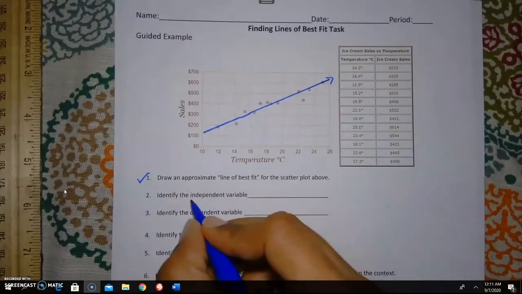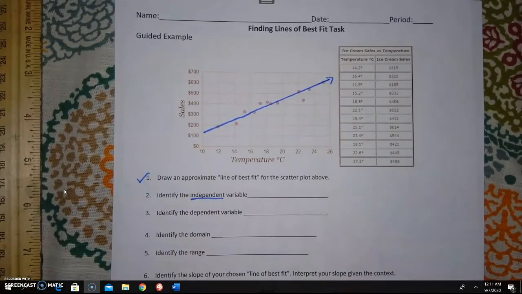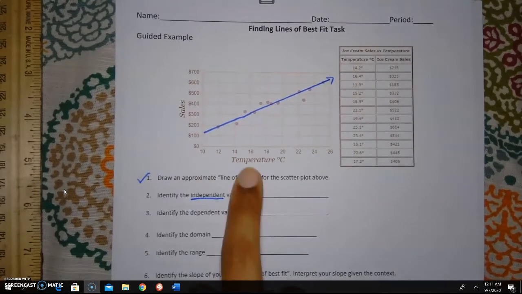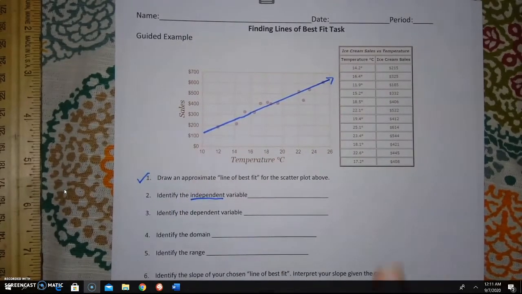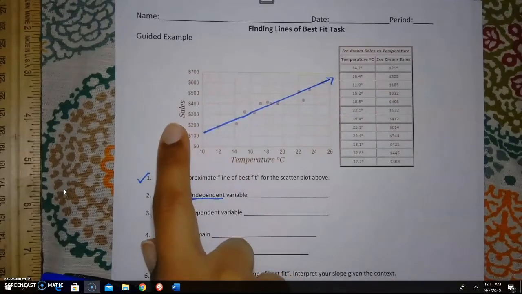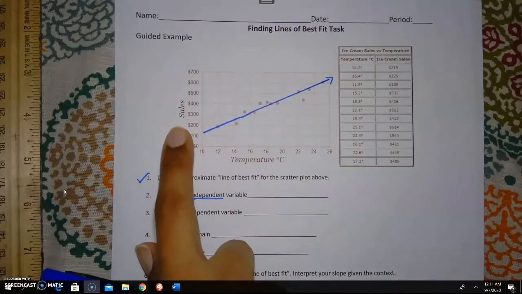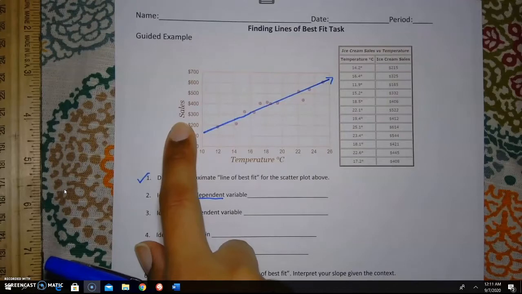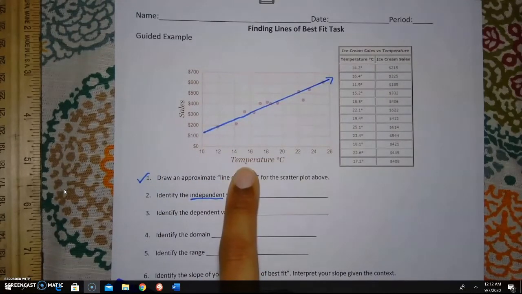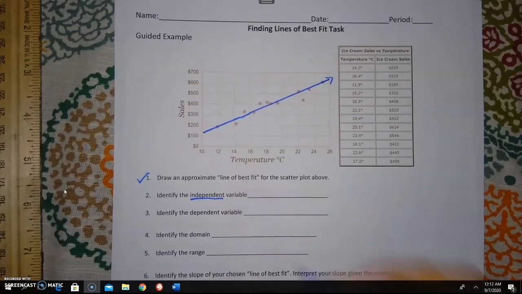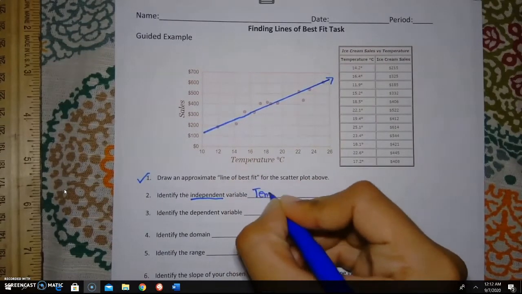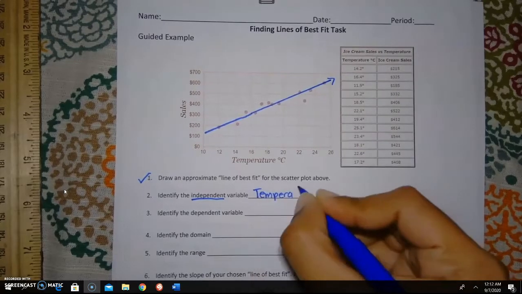Now, number 2, they'd like to identify the independent variable. Now, this is a variable that is not directly affected by the other. So we have 2 variables. We have temperature and sales. Now, we know that sales is affected by temperature, right? So as the temperature increases, the sales change. But we can't say the same thing in the other direction, right? So if ice cream sales start going up crazy, does that mean the temperature for sure has changed? No. So we're going to say that temperature is actually independent of sales. So we're going to put that as our independent variable.